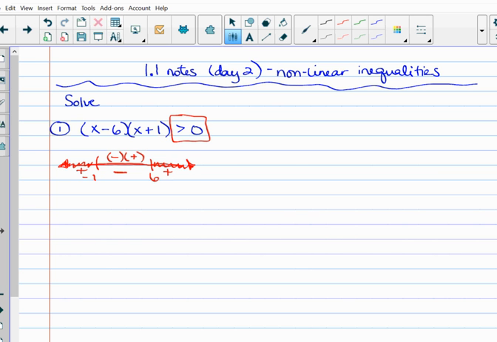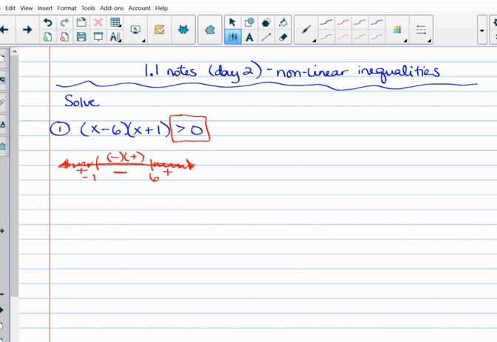And then what about the -1 and the 6? Do you think I'm going to include those or not include those? Not. You're right, but why? Because they aren't greater than 0. So it does have to do with the greater than sign.